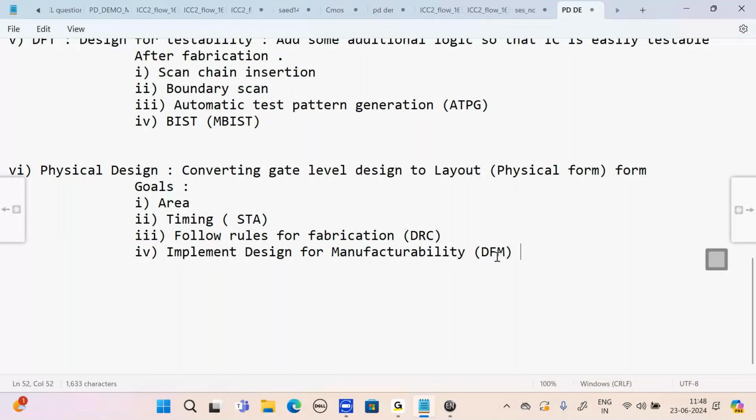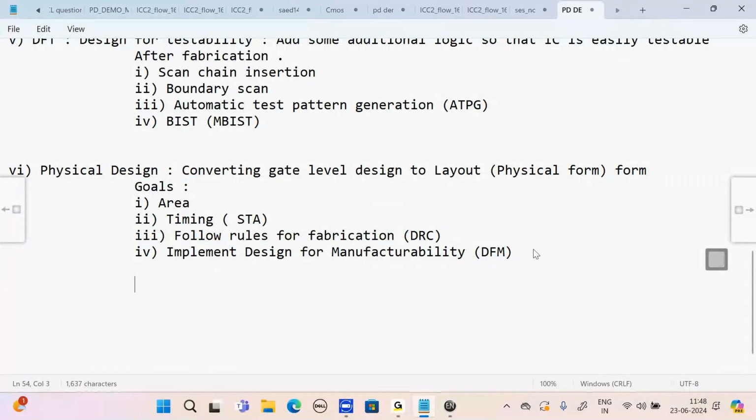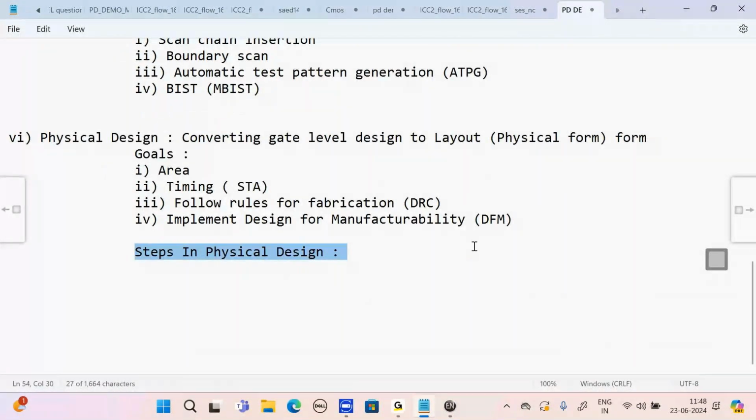So these are the goals of a physical design engineer. But what we have to discuss is the steps in physical design. So what are the steps in physical design? I am not going in depth into the steps; that in depth you are going to learn in your advanced part. Because we have a shortage of time and I have many things to discuss, I'll discuss in brief.